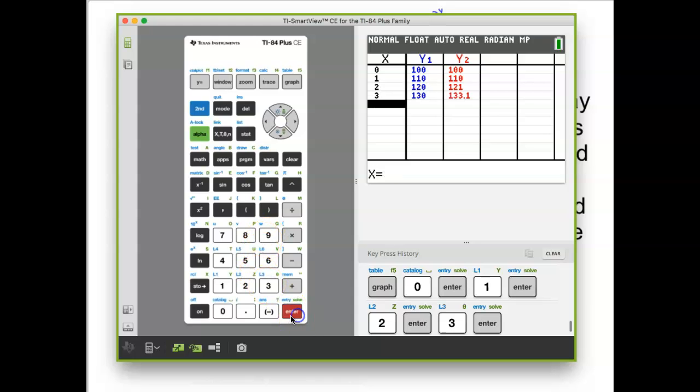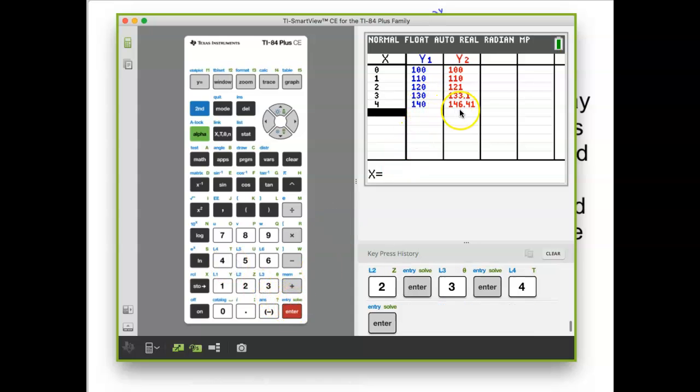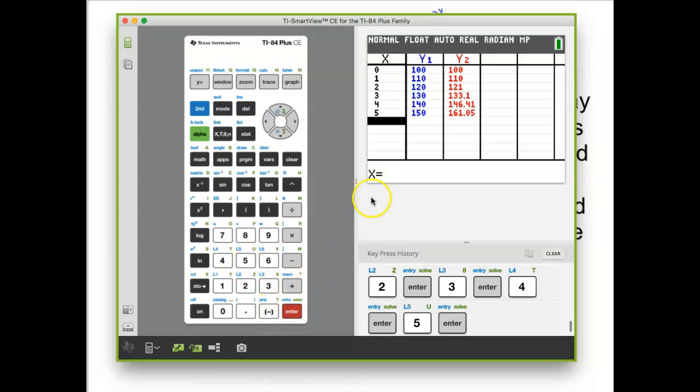3 years, simple interest 130, compound interest 133.1. So $133.10. 4 years, simple is 140, compound is 146.41, and then 5 years, simple is 150, and compound is 161.05. So that may seem like, yeah, but it's only $11.05 more, but that's from a very low starting balance of $100. You could imagine how much of a difference this makes if you're investing thousands of dollars, whether you're getting a simple interest return or a compound interest return.